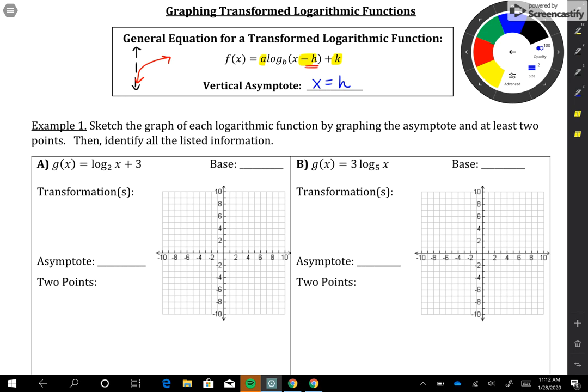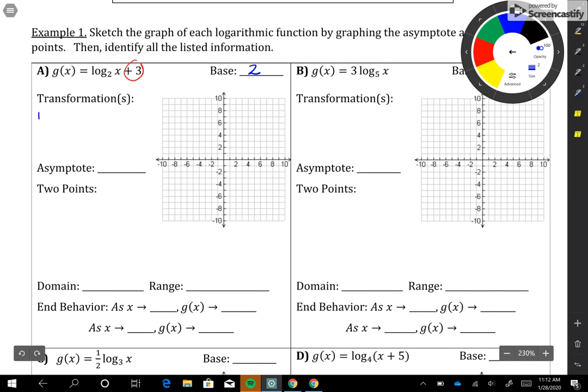So in letter A, we have g of x equals the log base 2 of x, plus 3. The first thing I'm going to have you do is identify the base, because just like with the parent functions, when we plug values in, we want to think of powers of that base. So we're thinking powers of 2 because that's our base. The only thing that's happened here is we have this plus 3 at the end, which would be our k value because that is not inside parentheses. So I have moved up 3.